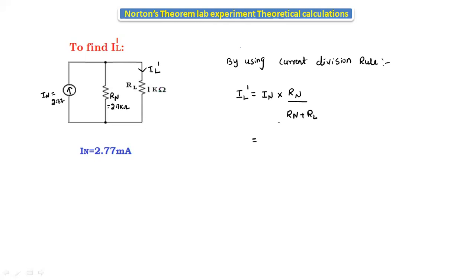Here, IN value is 2.77 and Rn value we got is 2.7, divided by 2.7 plus the RL value we have, 1 kilo ohm. As all the resistors are in kilo ohms, we will get the current in milliamps. IL dash for the IN value of 2.77 we will get 2.02 milliamps.